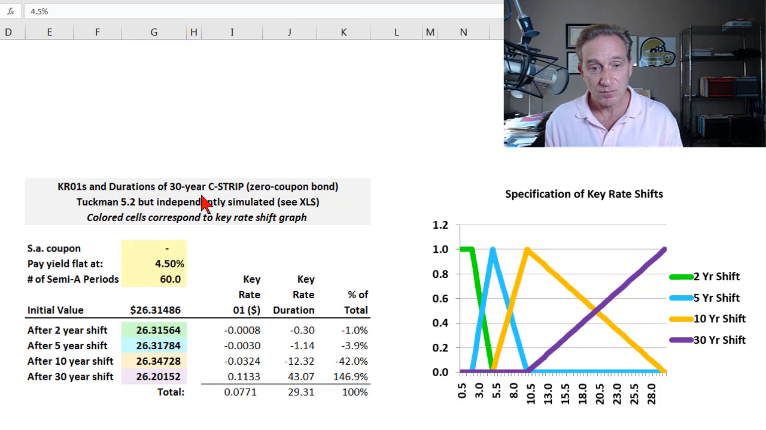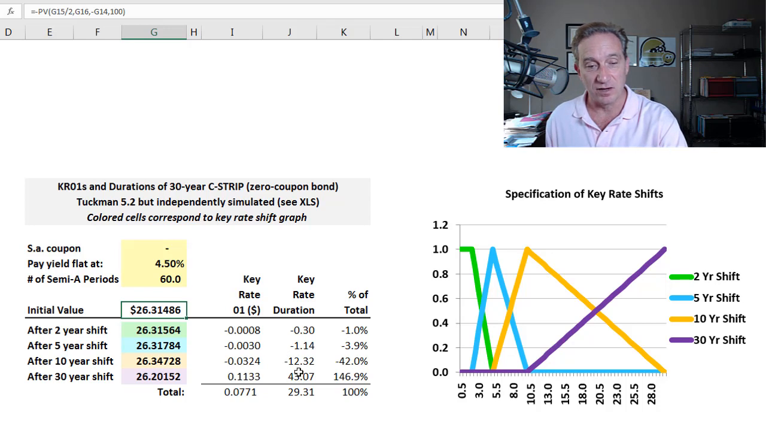And so what he has here is a 30-year C-strip. So that's just a 30-year coupon bond. That's the easiest part of it, right? It's only a single cash flow at the end of 30 years, no cash flows in the meantime. So our coupon is zero, and a par yield curve that is flat at 4.5%. So there are 60 semi-annual periods, and then we have an initial price for this. It's also straightforward.